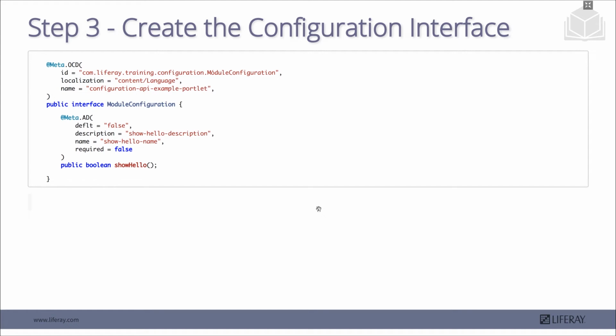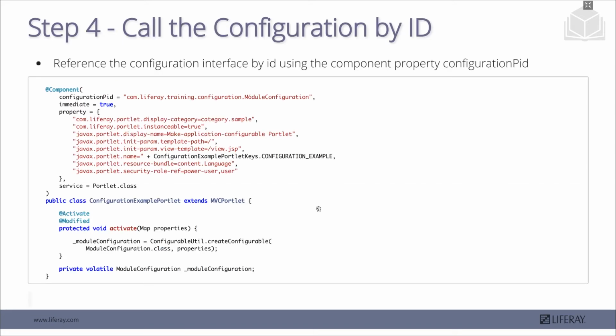Here, for example, we have the @metaAD. We have a default value of false. We have a description of the field or property, show hello description. We have a name for the property, right, show hello name, and it is not required. So required equals false. If I'm going to do anything to this specific property, we have the show hello method to help us out. So this part here, create the configuration interface, is kind of setting the stage for the next part. So the next part here is how we can actually get those properties configured.